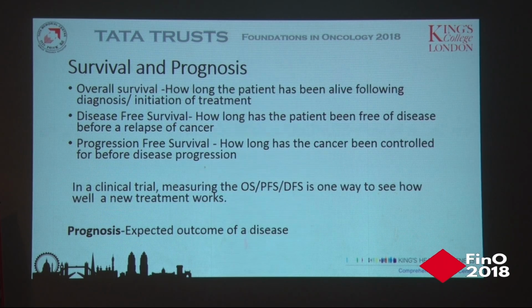So, coming to survival and prognosis. I've just tried to introduce these concepts very simply without defining them formally. Overall survival is how long a patient has been alive following the diagnosis and initiation of treatment. That is the time from diagnosis or treatment to time of death. Disease-free survival is how long a patient has been free of disease before the cancer relapses. And progression-free survival is how long the cancer has been controlled before the disease progresses again.